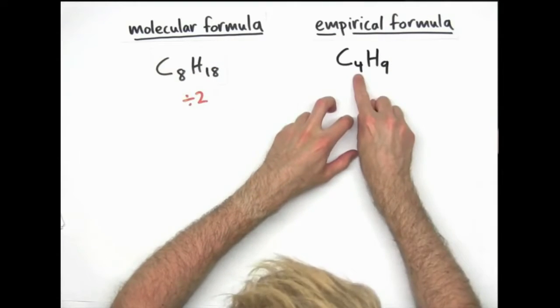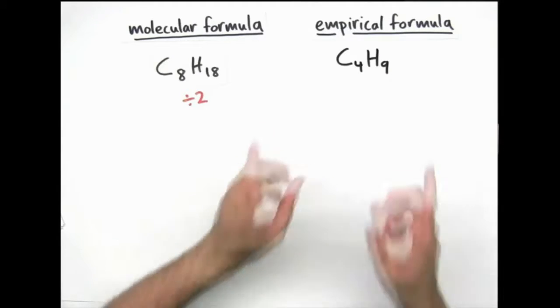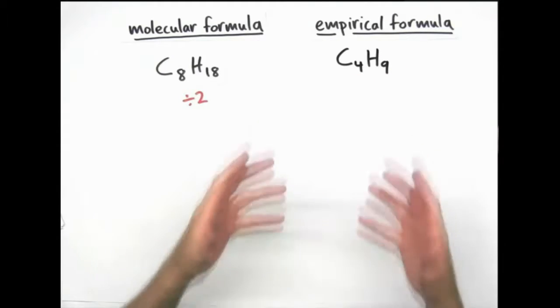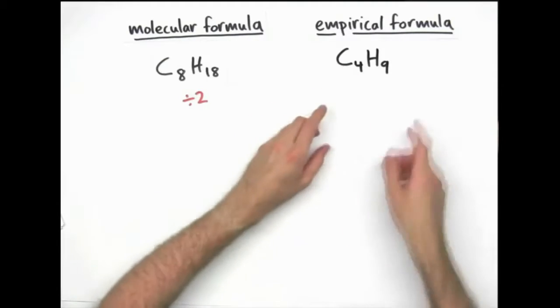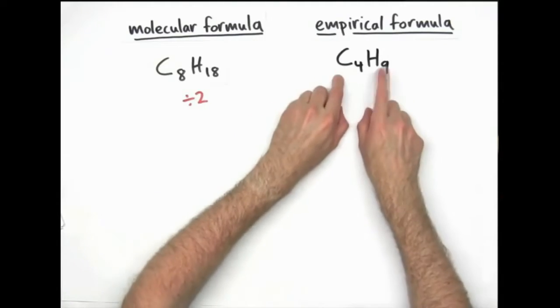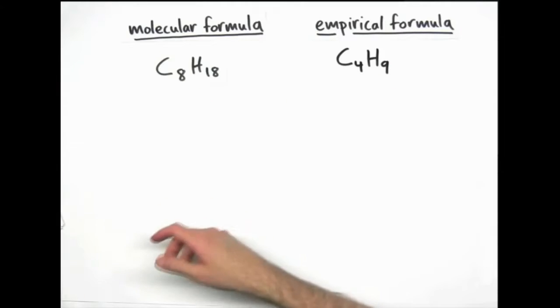Okay, so now we got 4 and we got 9. And check it out. We can't divide both of these by the same number anymore, okay? That's how we know that this is in its simplest or most reduced form, and it's how we know that we now have the empirical formula, okay? Let's look at a couple more.